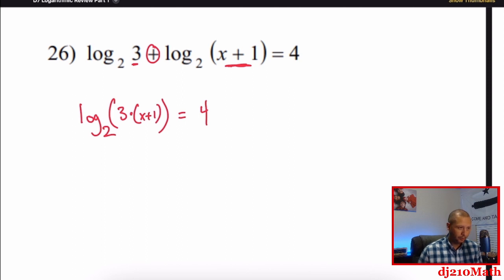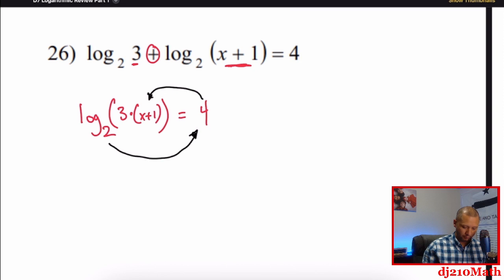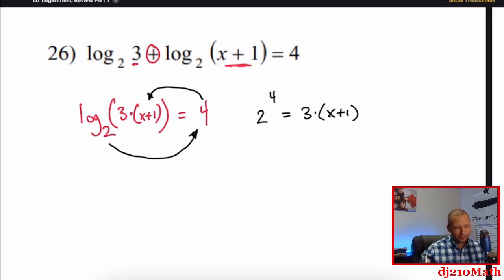Now, do we have to distribute? You don't have to. It's kind of irrelevant because, think about it. We're solving for x. So x is already by itself in a sense, right? There's no coefficient. So I'm going to say 2 raised to 4 equals all of this. So 2 raised to the 4th power equals 3 times x plus 1. So do you see why distributing the 3 would be irrelevant? Because then you'd have to divide by 3 at some other point.